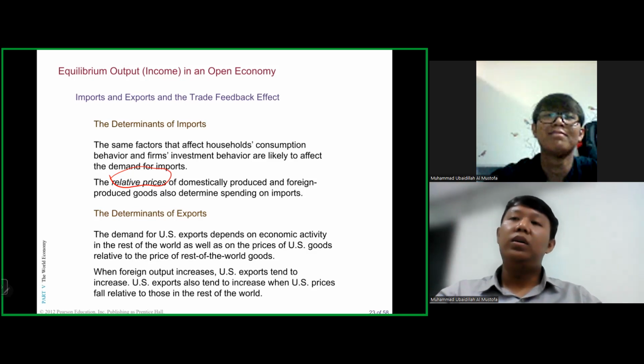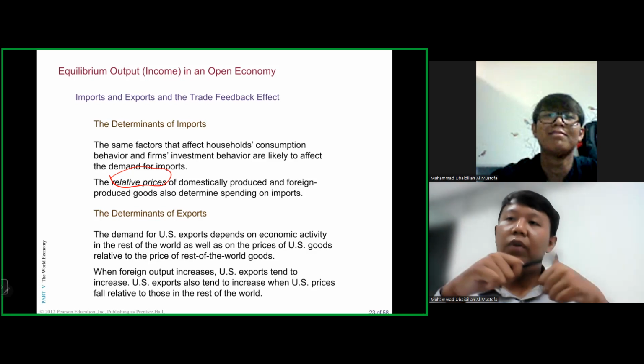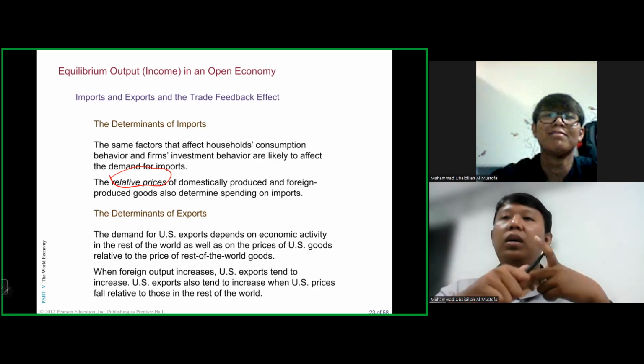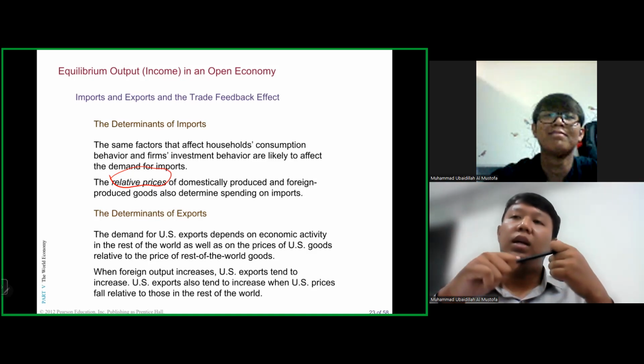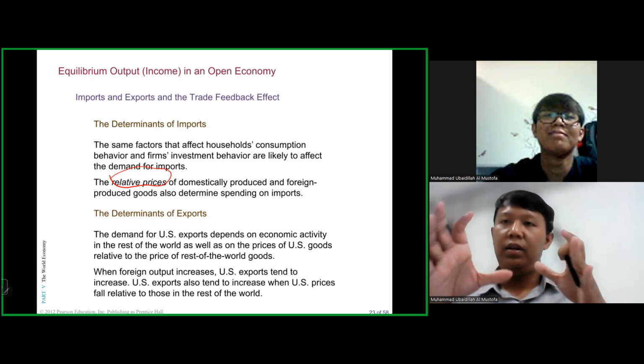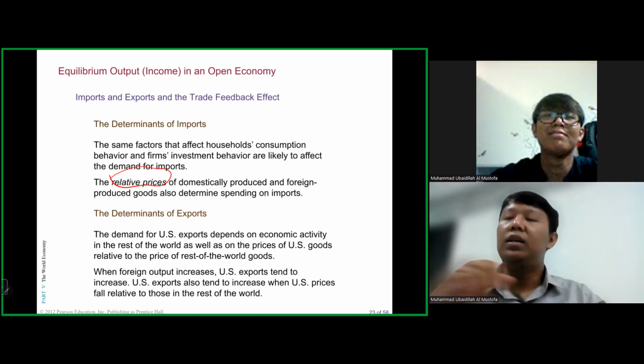So the relative price of our goods compared to others, and the global economic situation, is also a determining factor of exports. So we need to have a good consideration of this aspect.